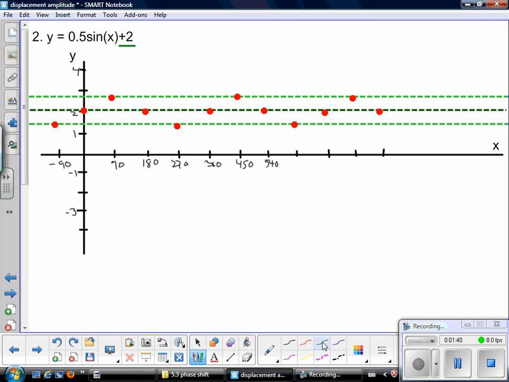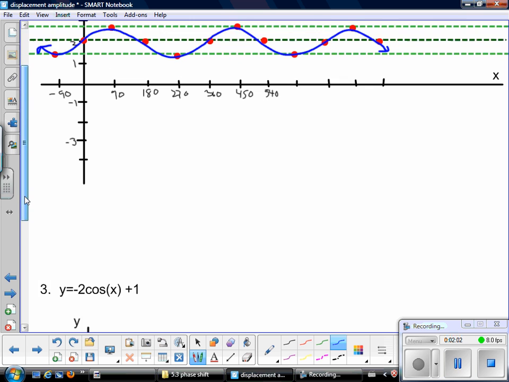Okay, so now it's just a matter again of a nice smooth curve, a little bit harder maybe when it's tiny like that, but maybe not. Maybe it's easier. Okay, so again, looks very, very similar. All we've done is we've changed the amplitude, we've made it shorter, and we've moved the whole graph up. So let's look at the next one.